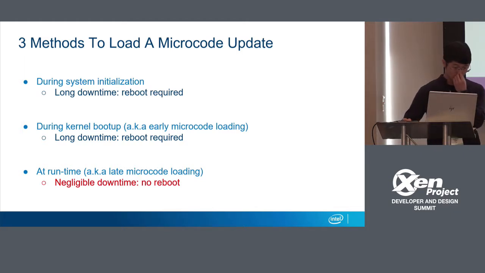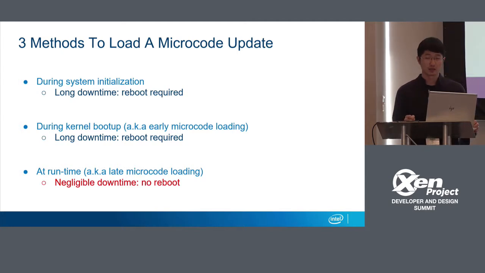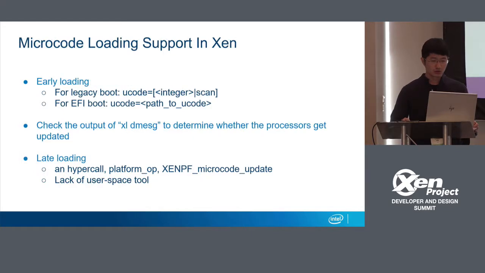The third mode is updating microcode at runtime. This mode is also known as late microcode loading. In this mode, you can update microcode on your long-running system. You don't need to reboot your server, so the downtime is negligible. But in practice, there are a lot of challenges to doing a runtime update.